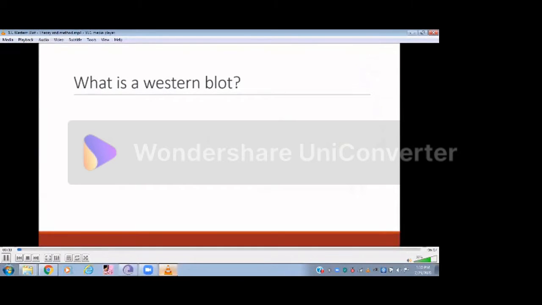So to start off with, what is a Western blot? Well, essentially what we're doing is blotting proteins onto a nitrocellulose membrane to be read on a reader to see whether our protein of interest is there in our sample.